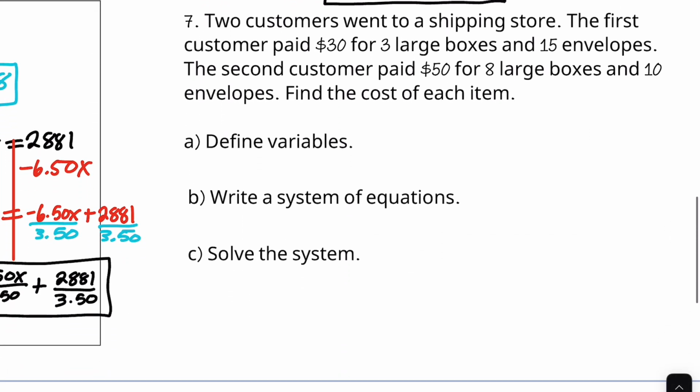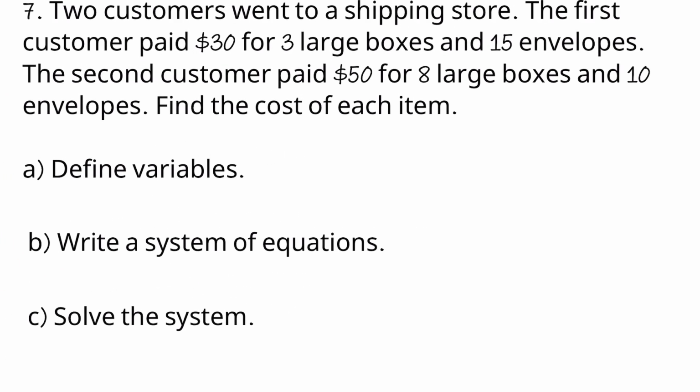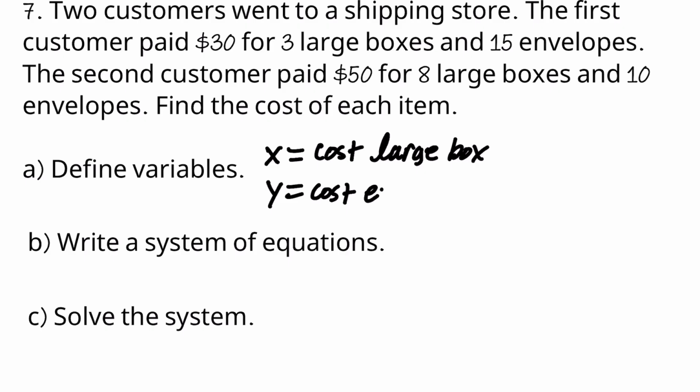Okay, number 7. 2 customers went to a shipping store. The first customer paid $30 for 3 large boxes and 15 envelopes. The second customer paid $50 for 8 large boxes and 10 envelopes. Find the cost of each. Okay, so we are looking for the cost. So we have x, we have y. We'll say x is the cost of a large box, and y is going to be the cost of an envelope.